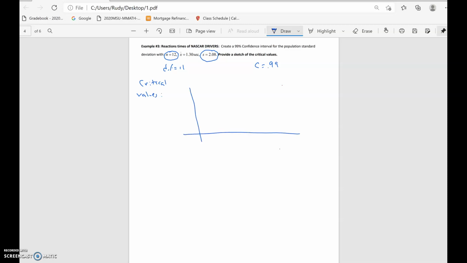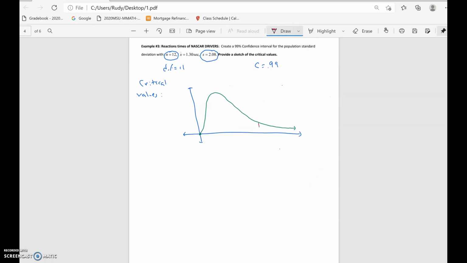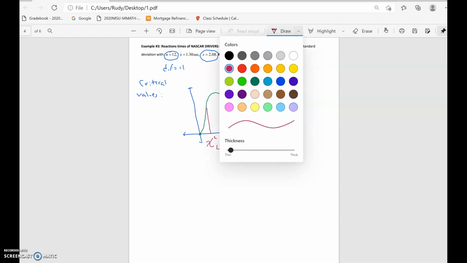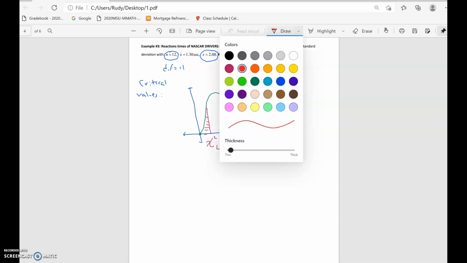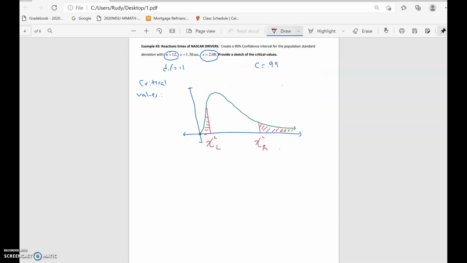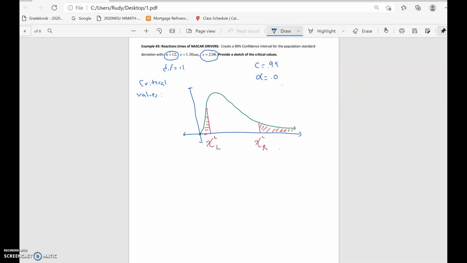On our critical values, we're going to be looking at the following region. We technically have the chi-square value on the right, and then the chi-square value on the left. As we look at the regions, this portion here and this portion there. Let's take a look at the actual value of alpha. Because the value of C is 99%, your value of alpha is 0.01.